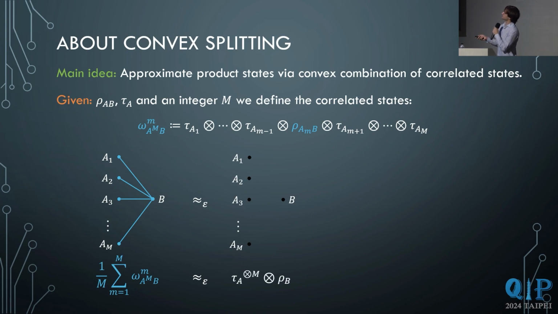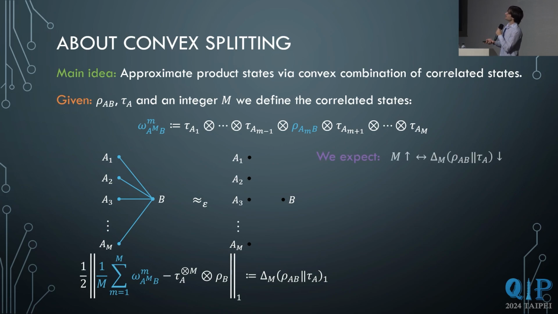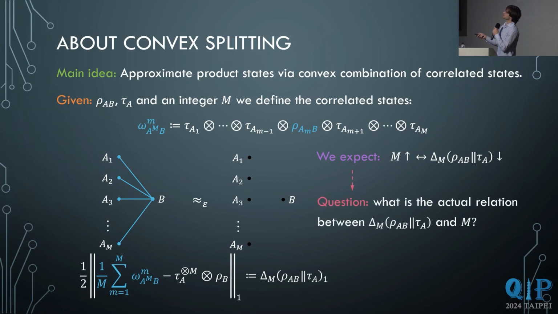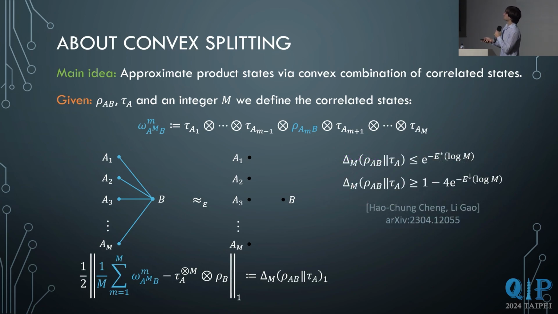And again, mathematically, this can be written as this trace distance between what we have and what we want, right? And this would, well, yeah, be the definition of the error. And the thing now is, what is the actual relation between the integer, so the amount of copies we have of the initial tau, and this error that we commit? And this was sorted out recently by some of the collaborators.